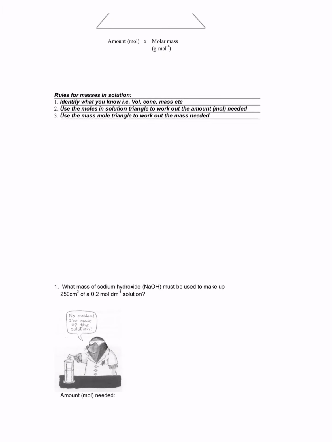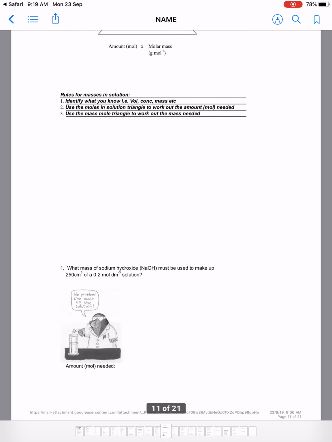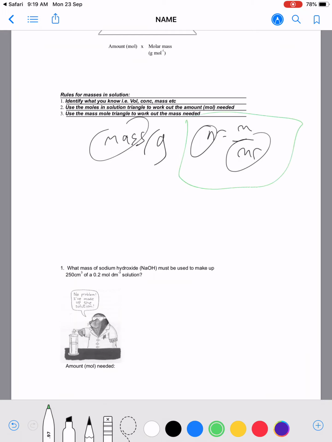Okay, so rules for masses in solution. So this is working out the concentration from a known mass. Identify what you know. So it will normally give you a mass. It could give you a volume. Let's have a look. So it can either give you mass, and then we know that n is little m over big M. So we can work out moles from the mass and the molecular mass. That's one way they could do it. So if they give you grams, you're using the moles is mass over Mr equation.